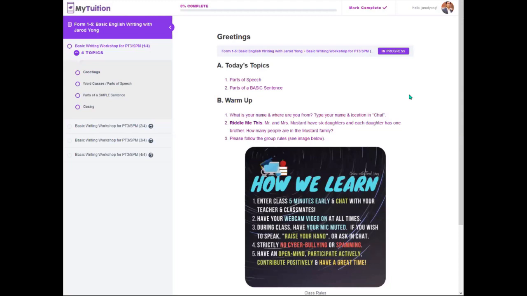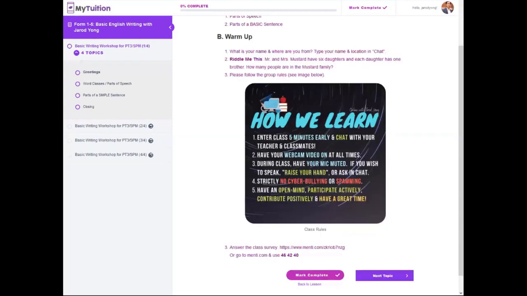This is basic English writing, so I'm not sure about your level of proficiency in writing in English, but I just want to let you know that today's topic is about parts of speech, and it's about parts of a basic sentence. Why don't you type where you're from? Me, I'm Jared. I'm from Kuching, Sarawak. So I'll give you about 1 minute to type your name and where you're from.